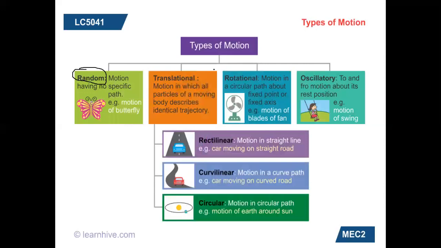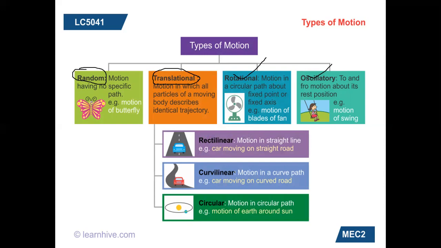Translational. In this video, we are going to talk about translational, rotational, and oscillatory motion. So, first, translational motion, in which all particles of a moving body describe an identical trajectory. First, rectilinear motion, in a straight line. Example, a car moving on a straight road.